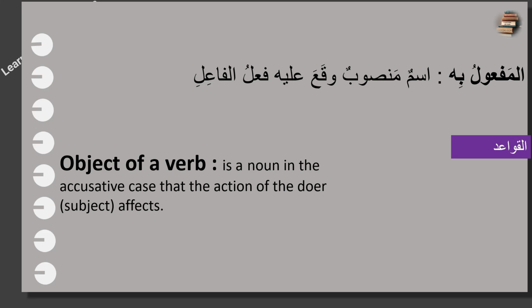It usually is a noun. It usually is a person, a place, or a thing. So it's a noun that something is done to. And it is in the accusative case.